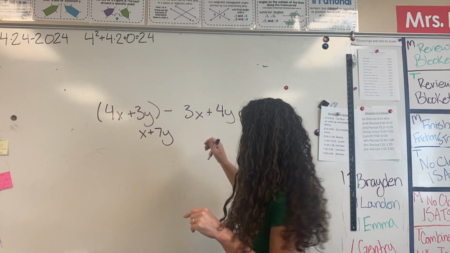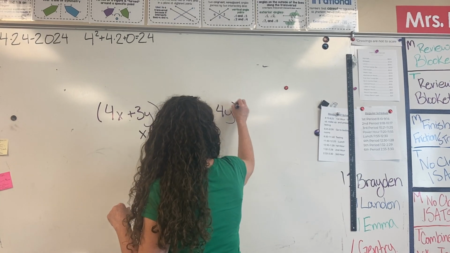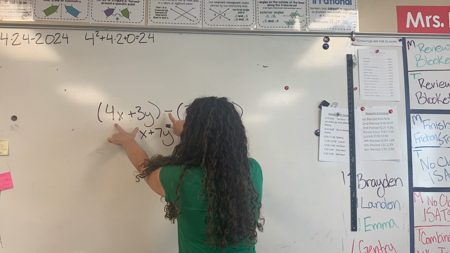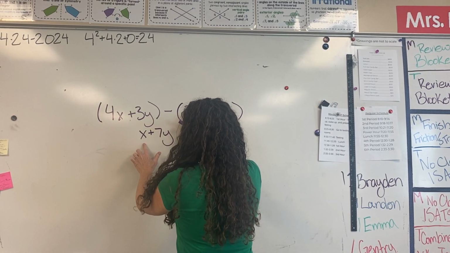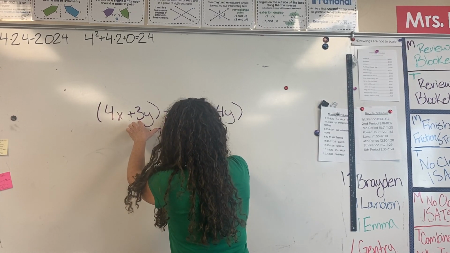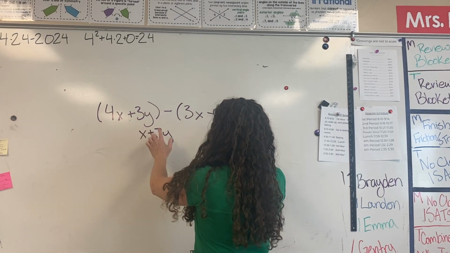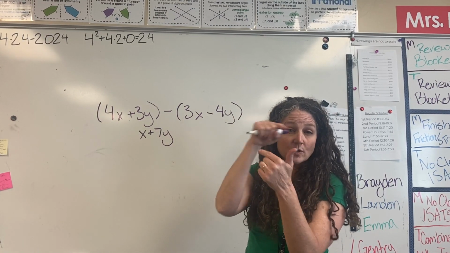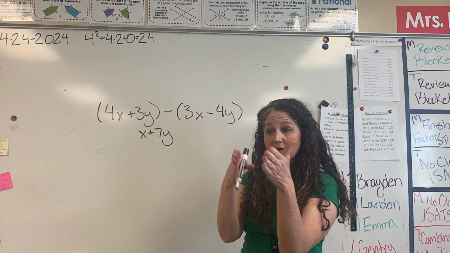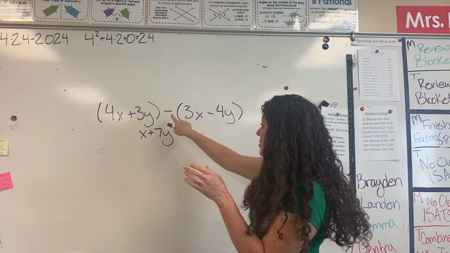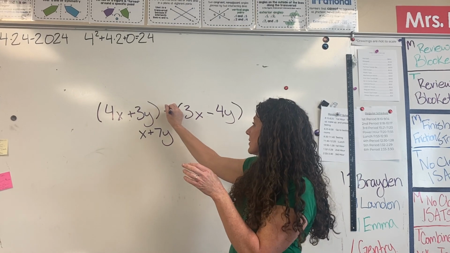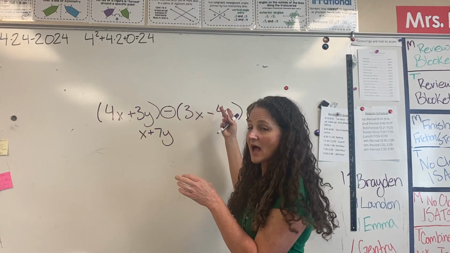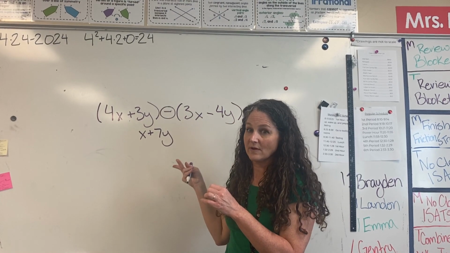Yes. Now, I could have left that there and left these with those signs, and then I go 4x minus 3x is x. 3y minus a negative 4y is 7y. You do whatever works for you in your brain. If you want to rewrite it with that negative all the way through, that's fine. Or if you want to remember that it's there. But remembering that this negative is there, it changes the sign of everything in that parentheses.